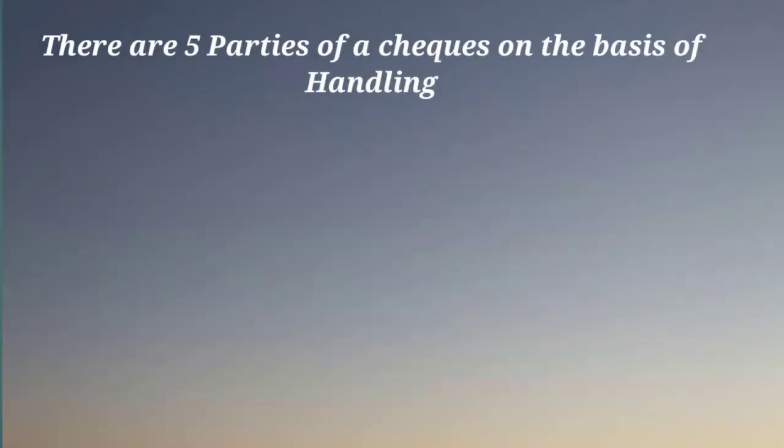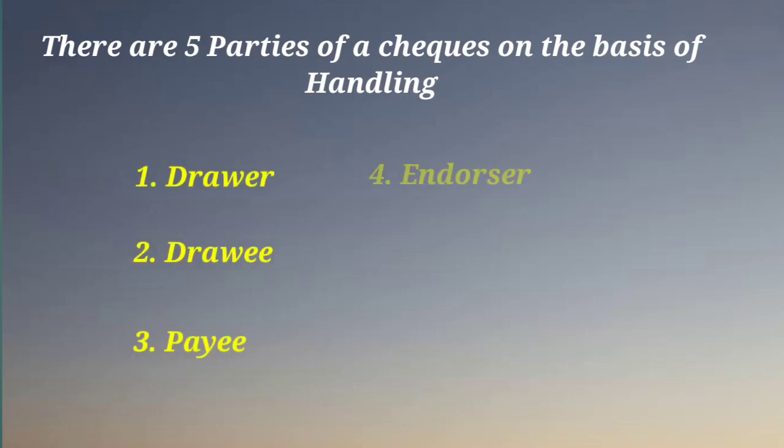Now we look towards the parties of a check on the basis of handling. There are a total of 5 parties involved in the check. That includes drawer, drawee, payee, endorser and endorsee. Now let's describe all of these one by one.